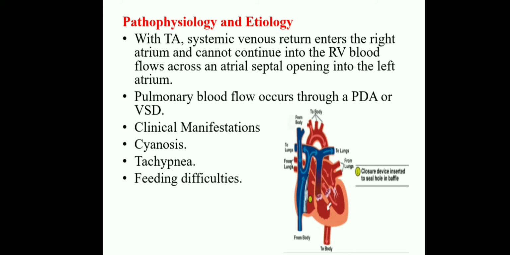One of the associated defects, the atrial septal defect, ASD, is there, so the blood may enter again into the left side of the atrium. The pulmonary blood flow occurs through the patent ductus arteriosus or VSD. Here the ventricular septal defect is there, so from here again this blood goes to the pulmonary artery. Along with the VSD, this blood goes to the pulmonary circulation, and the main clinical feature in this condition is cyanosis, because the purification will not be there properly.